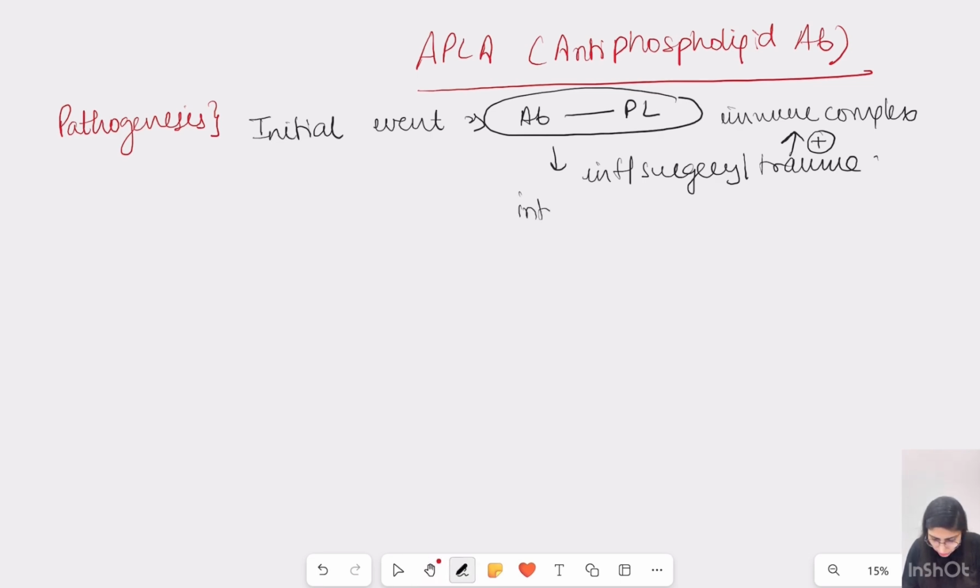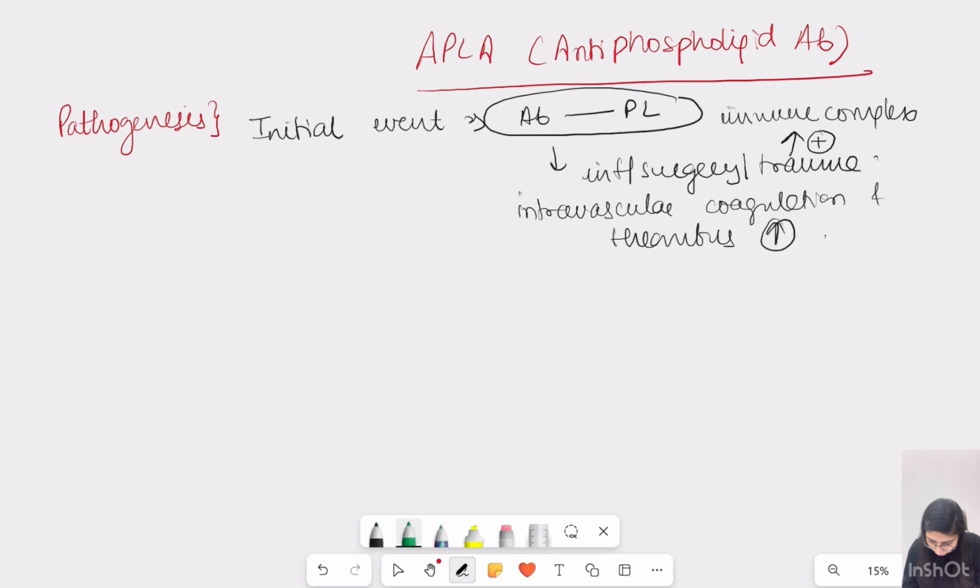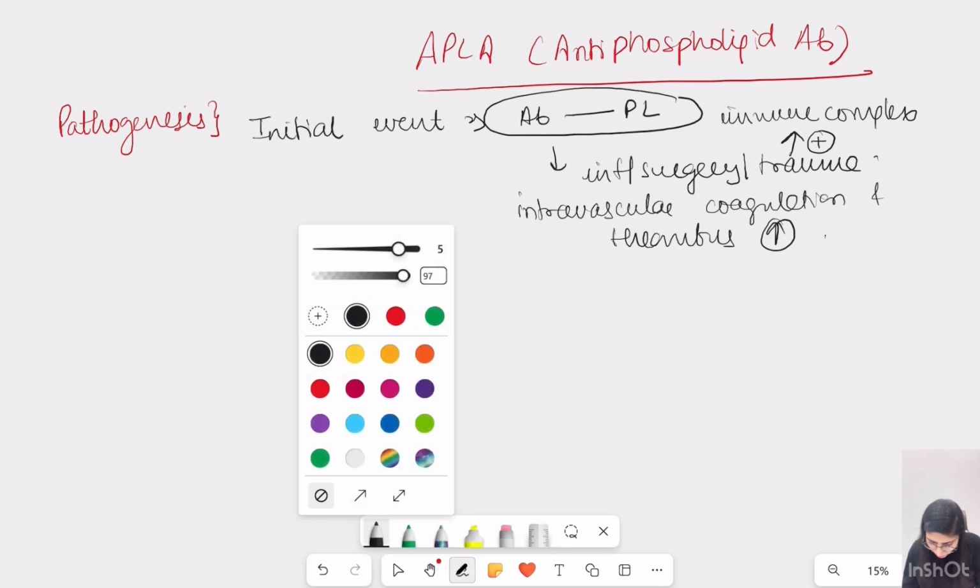So this is how the intravascular coagulation and thrombus formation process starts, and then it damages all the epithelial and endothelial layers in the vessels, and that is how the main features are there.